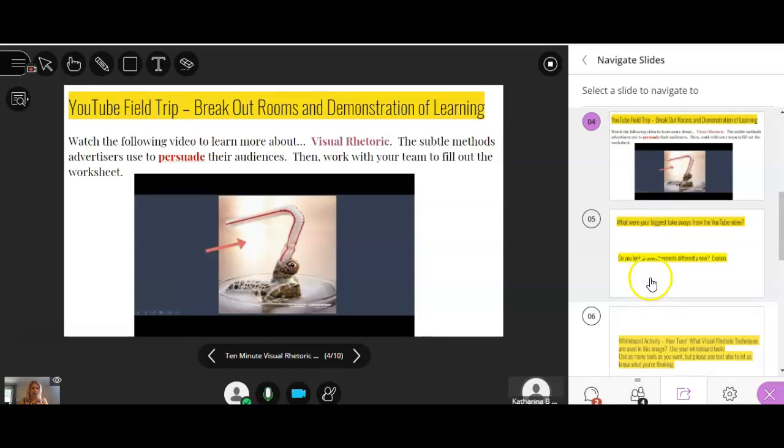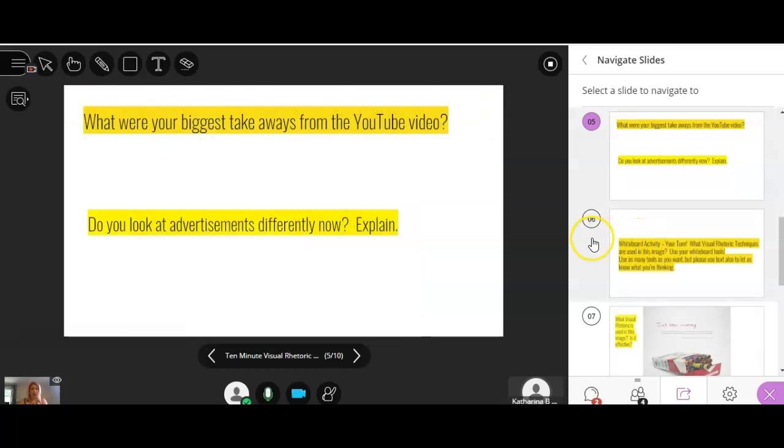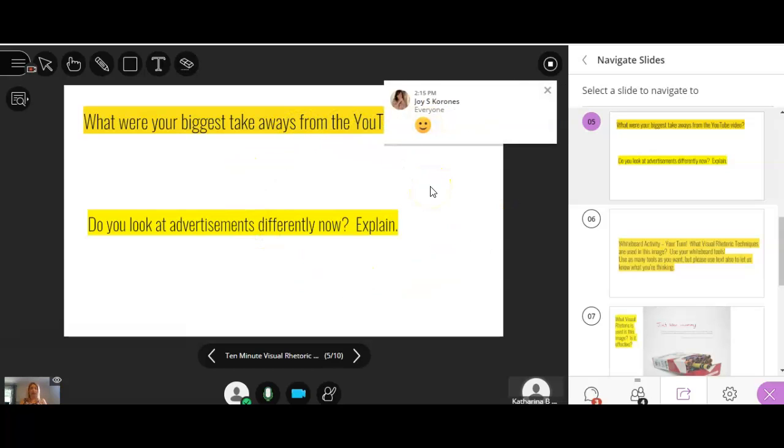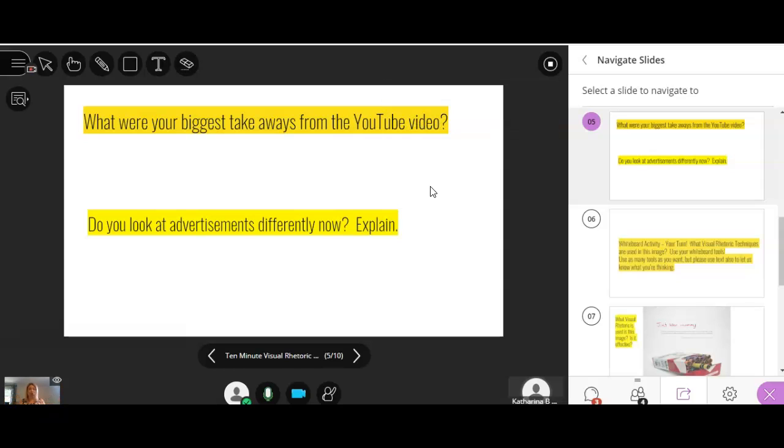But now that we're back, what we're going to do is our breakout room. These are the two questions that we're going to look at in our breakout room. What were your biggest takeaways from the YouTube video? And then do you look at advertisements differently now? What I would like you to do is discuss it and then use your whiteboard tools to make comments here so that we can all talk about it when we get back.